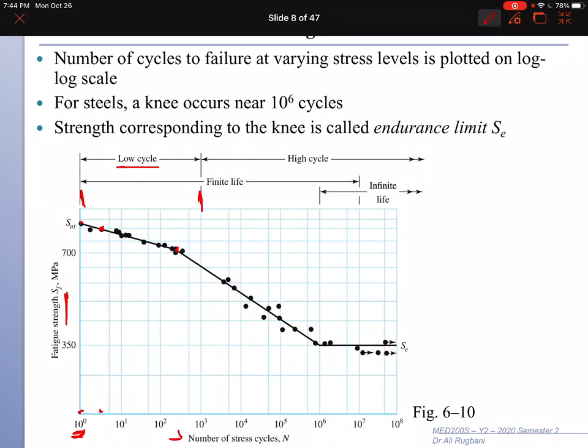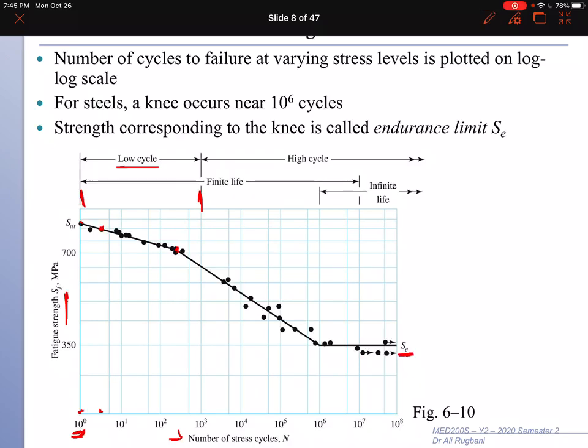We reduce stress, and reducing stress will increase the number of cycles until we reach a point where we reduce stress to an amount that will not lead to failure. So that stress is called the endurance limit.